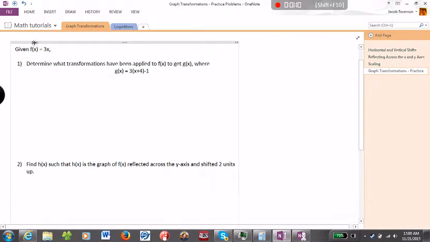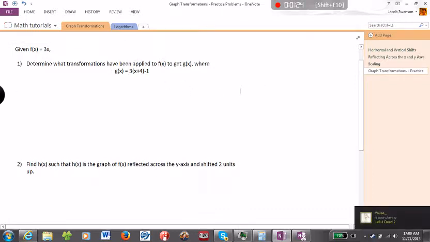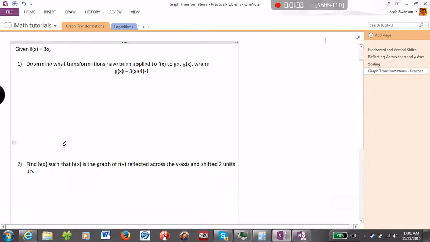So given f of x equals 3x, we are to determine 2 things based off of this. Determine what transformations have been applied to f of x to get g of x, where g of x is equal to 3 times the quantity of x plus 4, minus 1. On this question, we're just going to write down in verbal form, as if you were to say this to a teacher, not really any math involved, what transformations were needed to get to this new function.